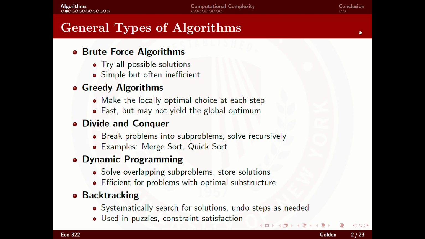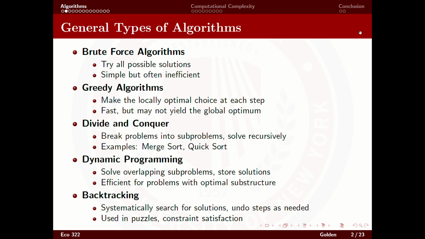You have greedy algorithms, where you try to make locally optimal choices at each step. Gradient descent is an example of a greedy algorithm. This is often fast, but may not yield the global optimum. You have divide and conquer algorithms. This is like recursion, where you break problems into subproblems and you solve them recursively. So you make it a little bit smaller, and then you solve the small problem, and then you use a bunch of those small problems to solve the big problem.